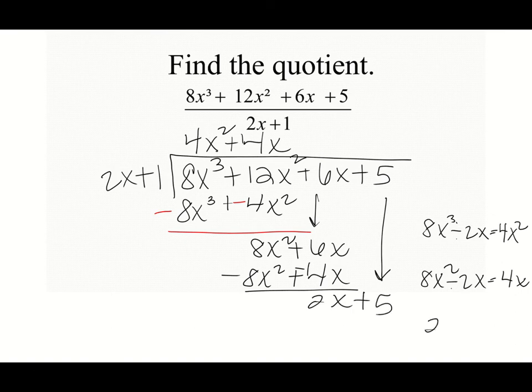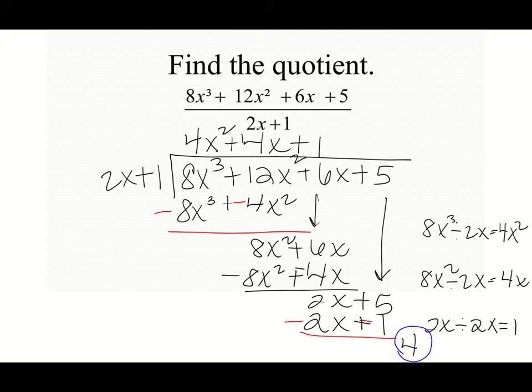Now we have 2x divided by 2x. 2 divided by 2 is 1, and x divided by x, we don't have any x's, so we just have 1. So we have plus 1. 2x times 1 is 2x. 1 times 1 is 1. Draw our line, change our signs. We have 2x minus 2x is 0, and 5 minus 1 is going to give us 4.